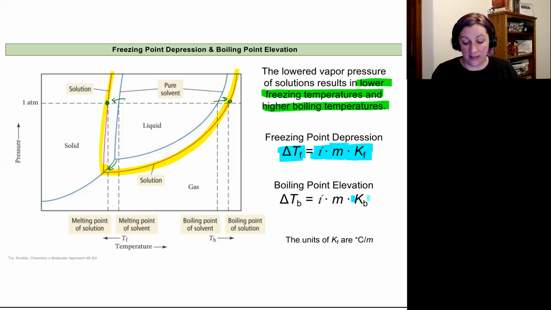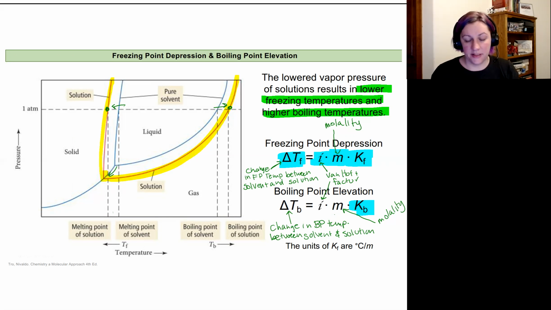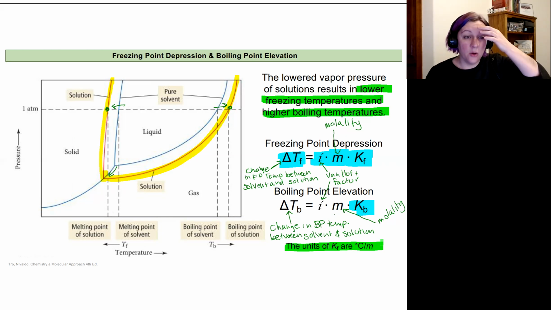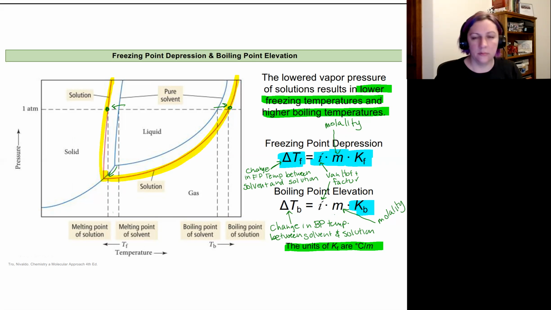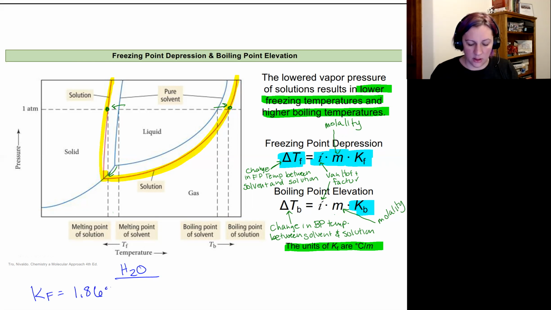And we have Kb for boiling. The units for this constant are going to be degrees Celsius per molality. And it's going to be different for different solvents. And what you're doing is you're looking up that Kf for the solvent in the solution. So here's an example. Here's the constants for water. So the Kf for water is equal to 1.86 degrees Celsius per molal.